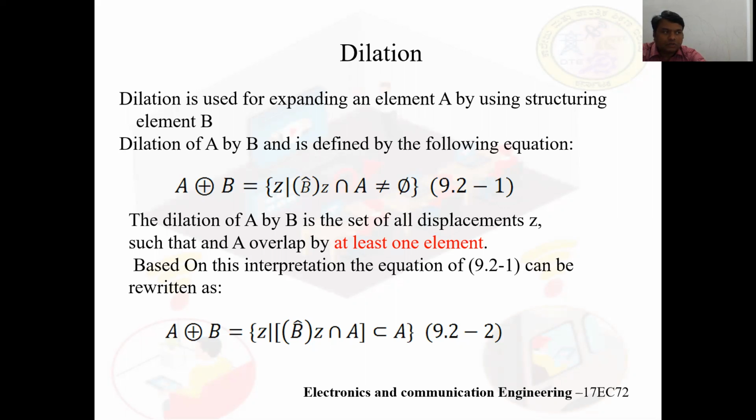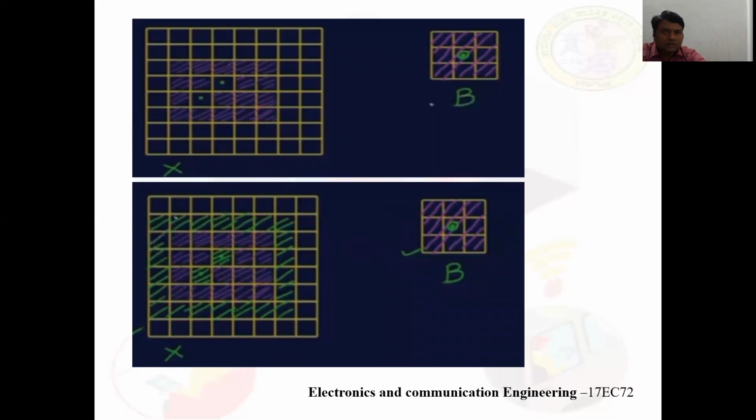Dilation grows or thickens the objects in a binary image. The thickness of an image is controlled by the shape of the structuring element. The structuring element B is symmetric to its origin, B is equal to B cap. The figure shows a simple set and structuring element B, and the black dot denotes the origin of the element.